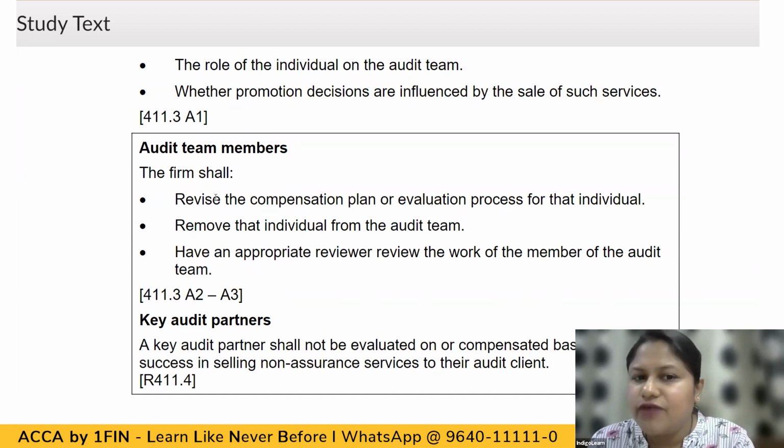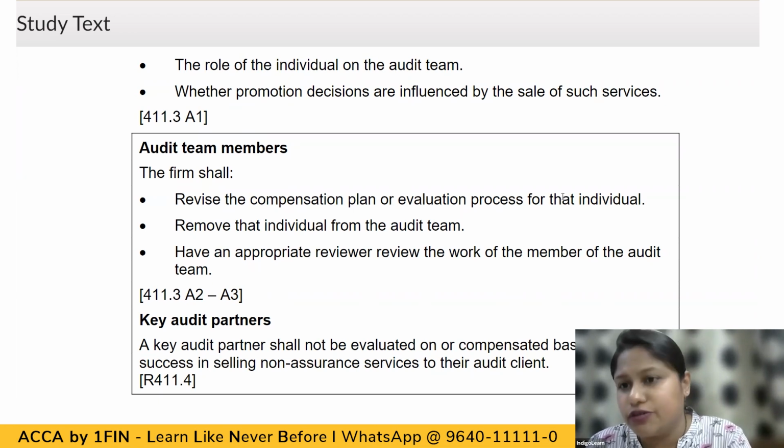So the firm shall revise the compensation plan or evaluation process of that individual. Do not evaluate him on the basis of what he's selling. You will evaluate him only on the work that he's doing. Remove that individual from the audit team. Very important. Then have an appropriate reviewer review the work of the member of the audit team. This is a common point. Clear? All right.